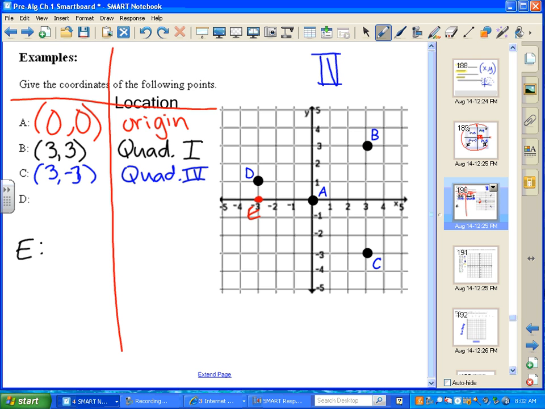Okay. All right. Letter D, Doug. What is the ordered pair of letter D? Good. -3, 1. Donatus, what's the location of letter D? Good. Quadrant 2. Charles, question?